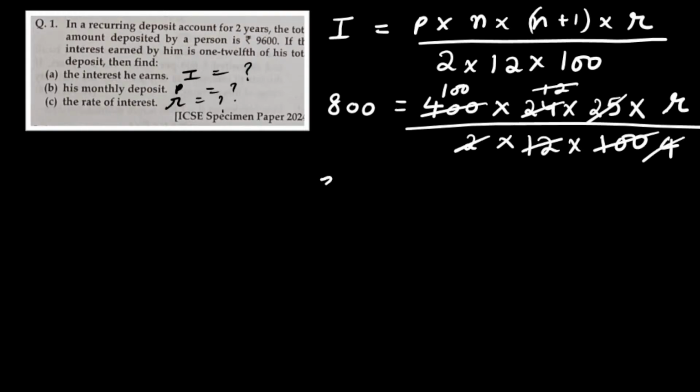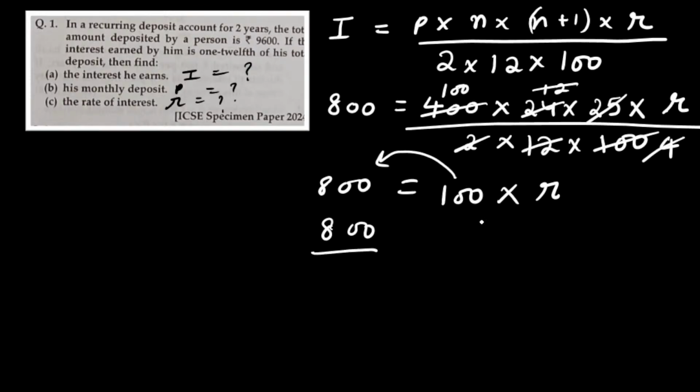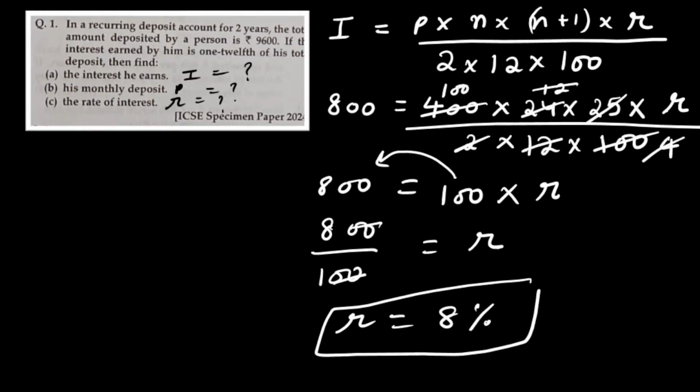Now I have 800 is equals to 100 into R. So let's shift 100 to the other side, because R we have to find. 100 is getting multiplied, so when we shift it to the other side, it will get divided. So 2 zeros we can cancel. So R is equals to 8%. It is not a decimal, we found a direct answer.